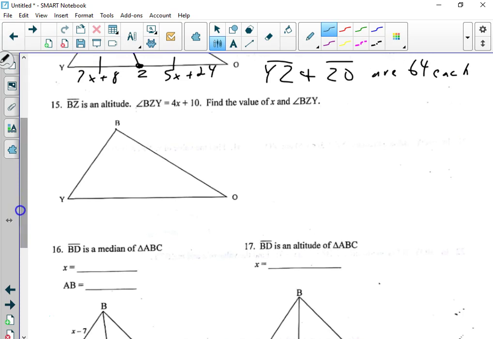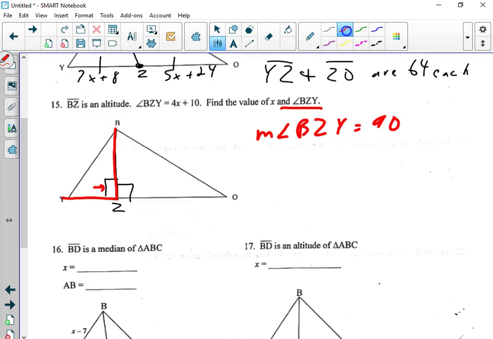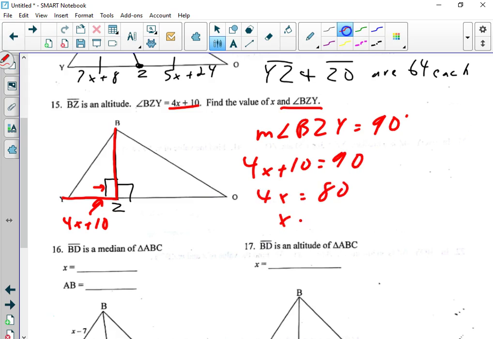BZ is an altitude. Altitude means 90-degree angle, so we just drop it straight down. Mark it Z. They're both 90 degrees. BZY, where is that? BZY, it's this angle right here. Either way, it's 90. We already know this answer. So the measure of angle BZY, that's 90 degrees. We're half done. Easy points. Now we just have to say 4x plus 10 is that angle right there. We know that angle is 90, so we just do the math. 4x plus 10 equals 90. Subtract 10. Divide by 4. There's our answer.